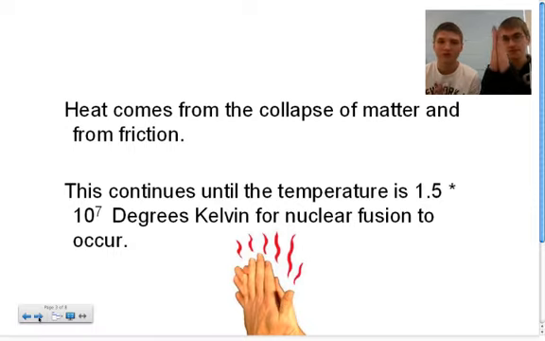So take your hands, press them together really hard, rub them as fast as you can. You're producing heat, and just picture that in space. All this matter is condensing into a very dense ball, and the particles are rubbing together really, really fast, creating a lot of heat, and then nuclear fusion occurs because of that immense heat.